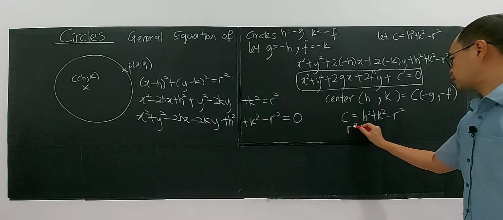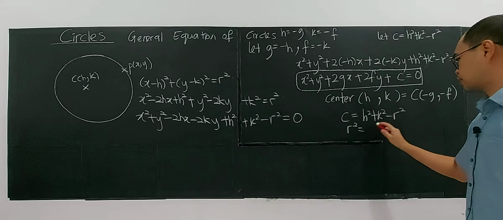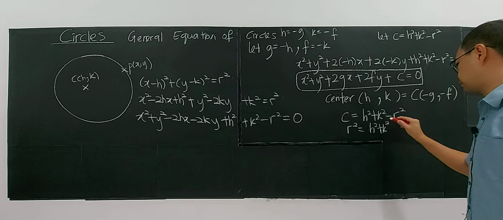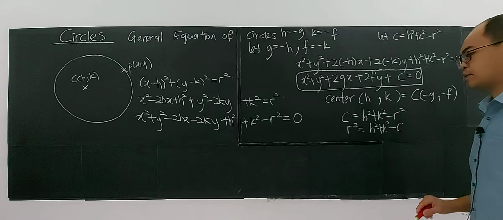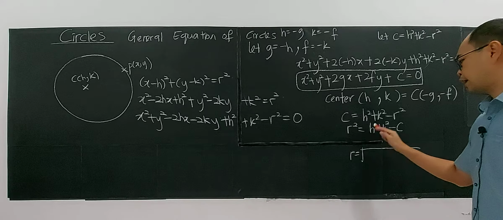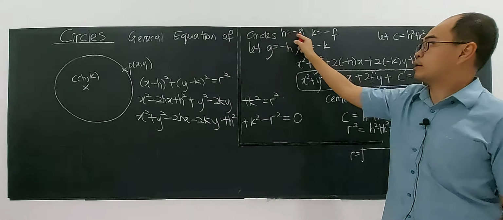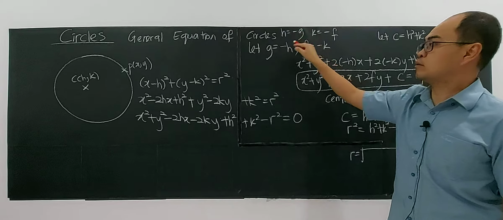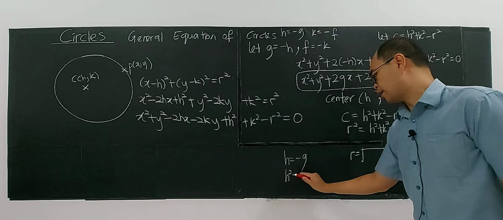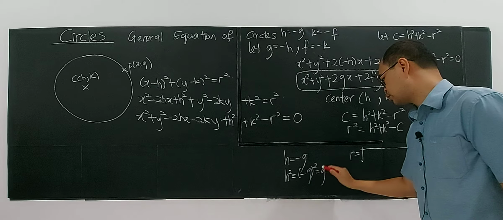Which radius? Radius squared, moving there and moving all this to the right, so we have negative c. The radius will be defined as the square root of h squared, so if you take h, you square. Of course, negative g you will also square, since h equals negative g. So h squared and negative g squared, you will get g squared, right?